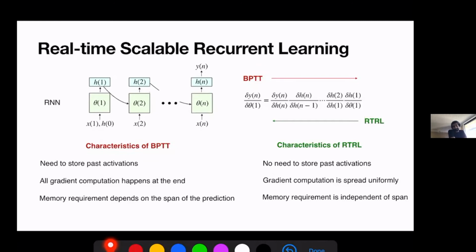RTRL is nicer on paper. It doesn't have to store past activations. Gradient computation happens over time, and the memory requirement is independent of span, but it's actually intractable in terms of its complexity. The reason has to do with the dimension of these matrices. Computing these matrices in one direction is much better than doing it the opposite way. In fact, the complexity of RTRL is the number of hidden units squared times the number of parameters.